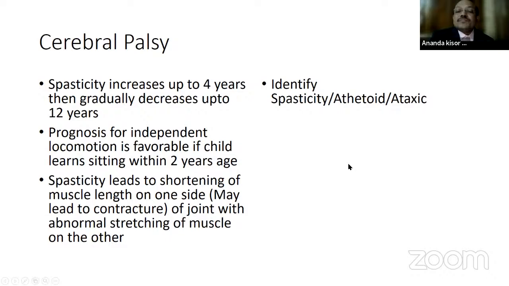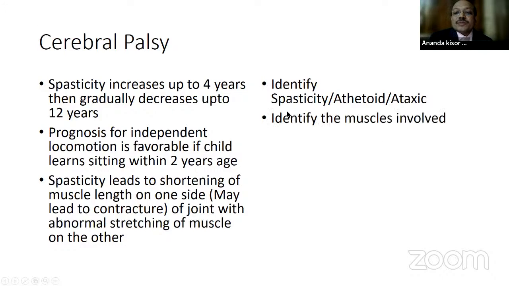So, what is the approach to such patients? We have to identify whether it's a spastic child, an athetoid child, or an ataxic child. Spasticity I have already told: muscle tone is increased. There is a deformity because one side of the muscle has increased tone and the other side is normal. Athetoid is where the baby will attain some typical abnormal posture. So that is the athetoid variety, and ataxic is the weakness. So the patient is unable to walk basically.